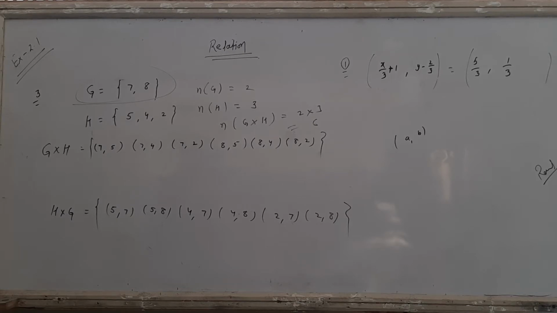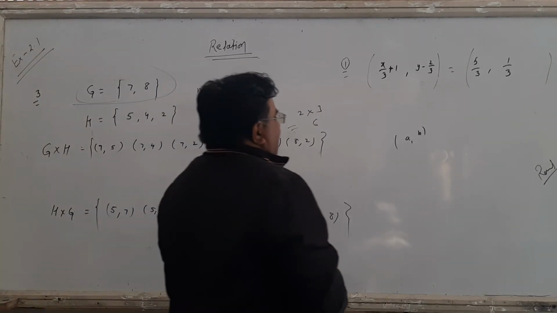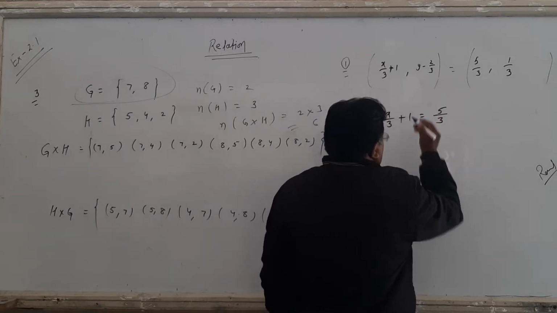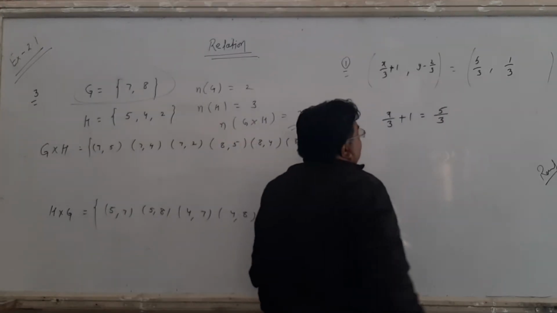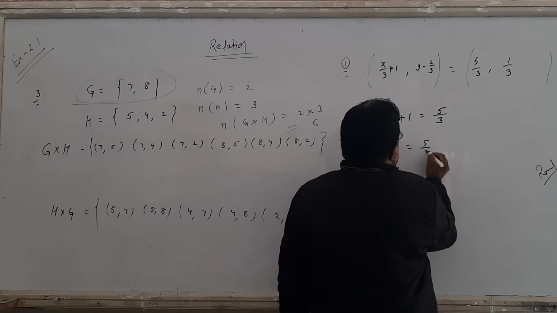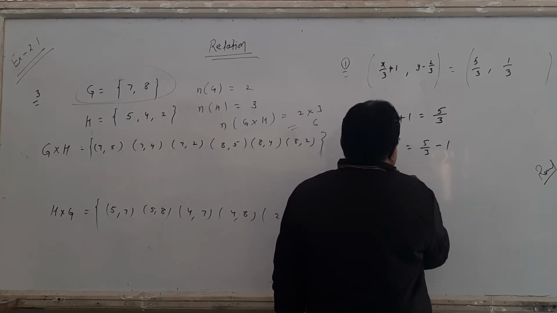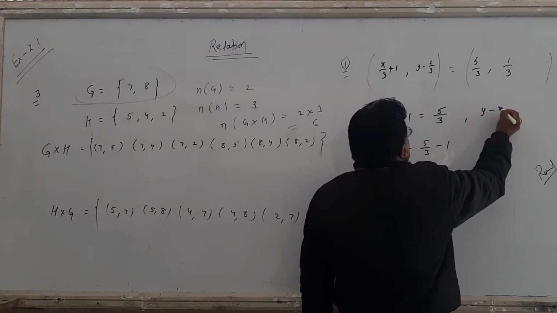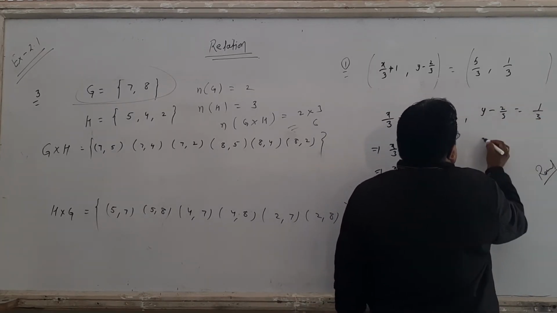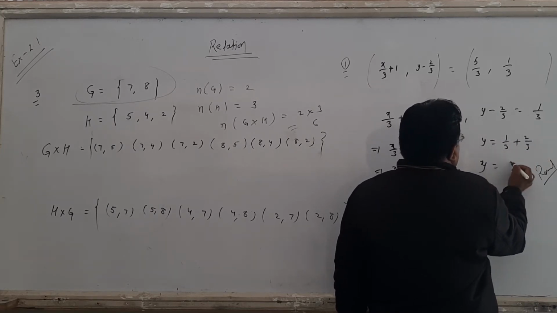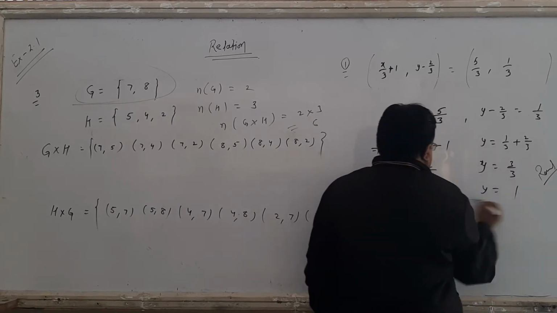So now it is very clear: x by 3 plus 1 is equal to 5 by 3. So what is the value of x? x by 3 equals 5 by 3 minus 1. That is 5 minus 3, which is 2 by 3. So 3 and 3 cancel, that is x equals 2. Same for the y coordinate: y minus 2 by 3 is equal to 1 by 3. Transferring 2 by 3 to that side, 1 by 3 plus 2 by 3 gives y equals 3 by 3. That is y equals 1. Then x equals 2, y equals 1.